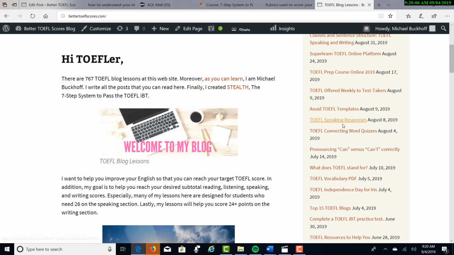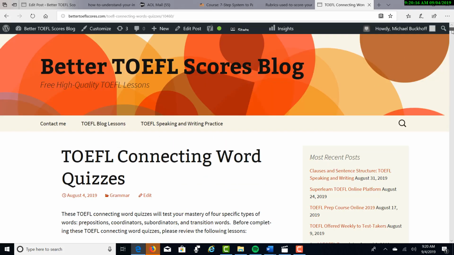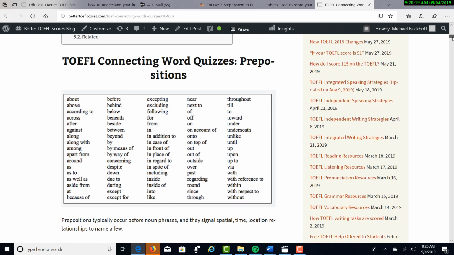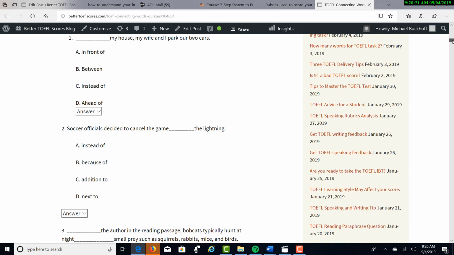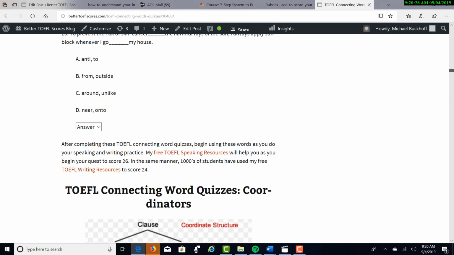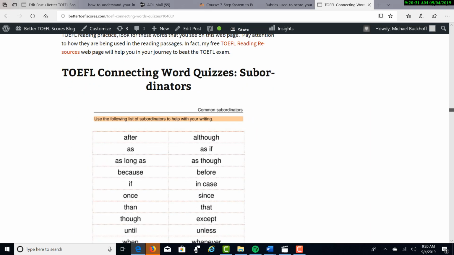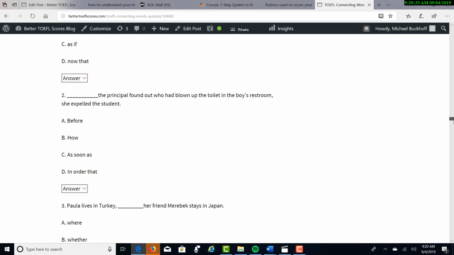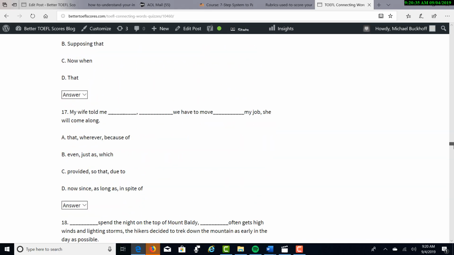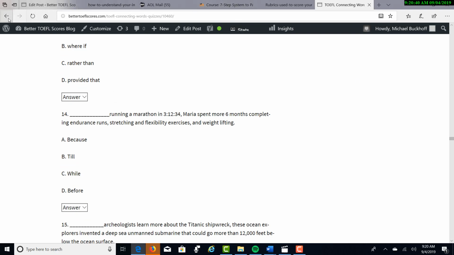Yeah, I want you to take a look at TOEFL connecting word quizzes. If you see that on the right there, so you click on that. And this is going to give you some practice with different kinds of transition words, including prepositions. You'll get practice with coordinators. I think it's going to be good practice for you right now. Also, subordinators. Take a look at that lesson. And the last one is transition words. So I want you to take a look at that lesson.